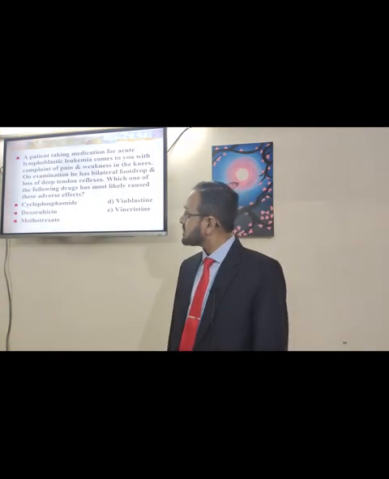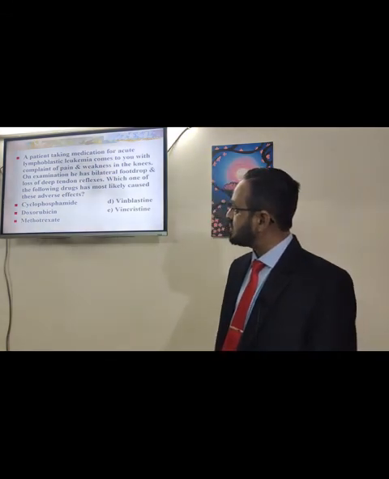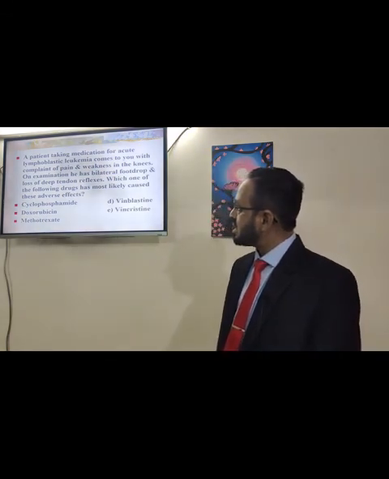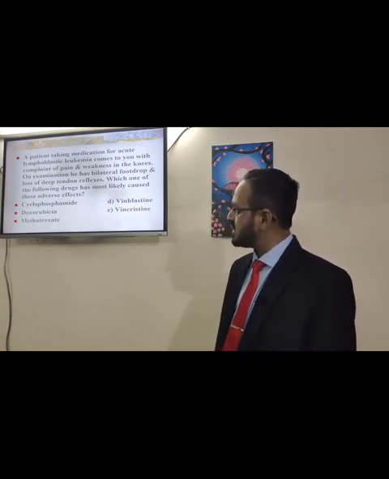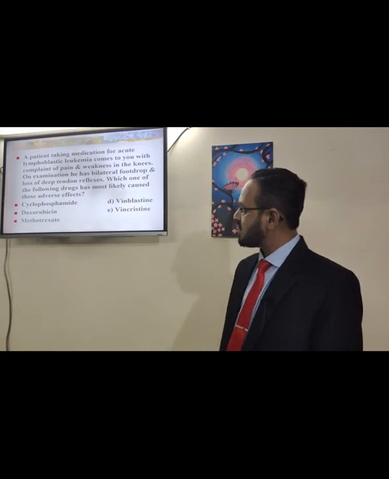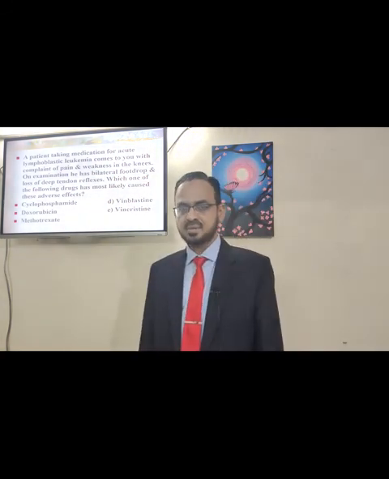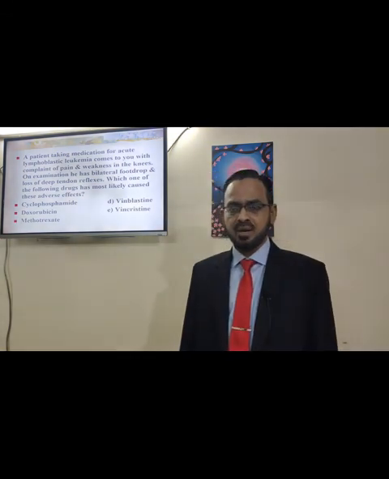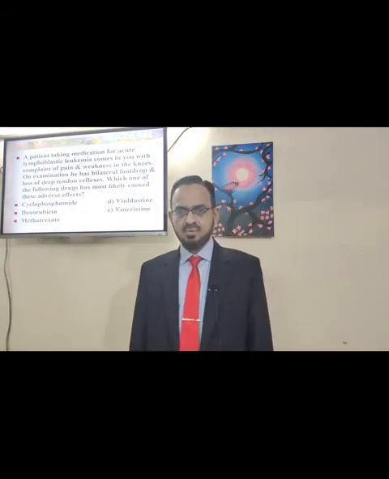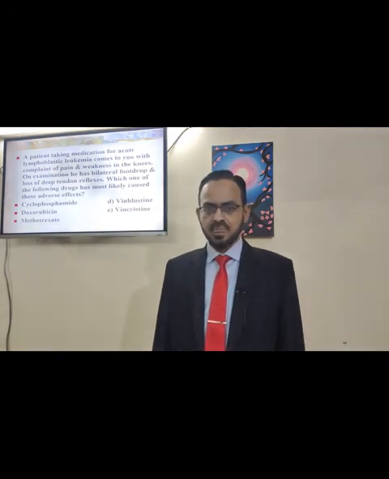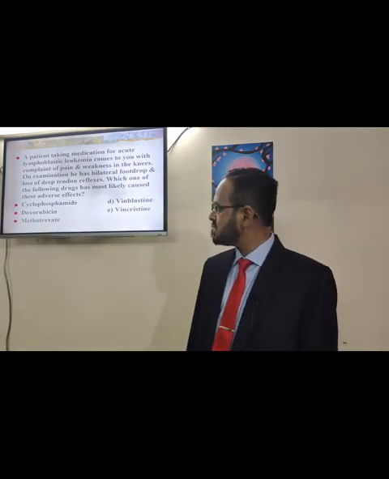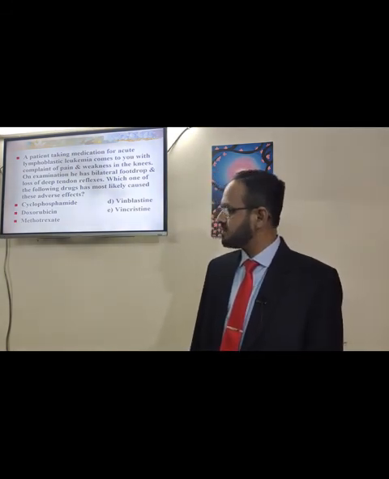The next question, a patient taking medications for acute lymphoblastic leukemia comes to you with complaint of pain and weakness in the knees. On examination, he has bilateral foot drop and loss of deep tendon reflexes. Which of the following drugs has most likely caused these adverse effects? This is a picture of peripheral neuropathy. So we have just mentioned one of these drugs is most likely to cause peripheral neuropathy, and the answer is yes, E, vincristine.